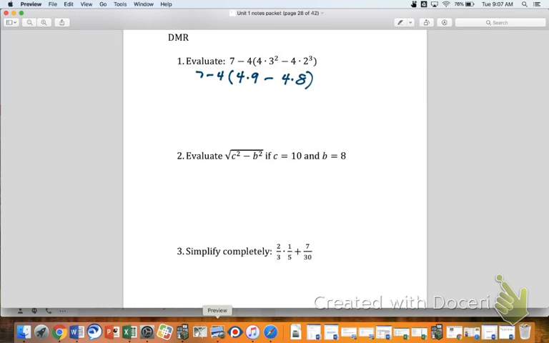Okay. So I'll keep going inside the parentheses there. I've got some multiplication now. This is 36 minus 32. Got one more step in the parentheses. 7 minus 4 times 36 minus 32 is 4.